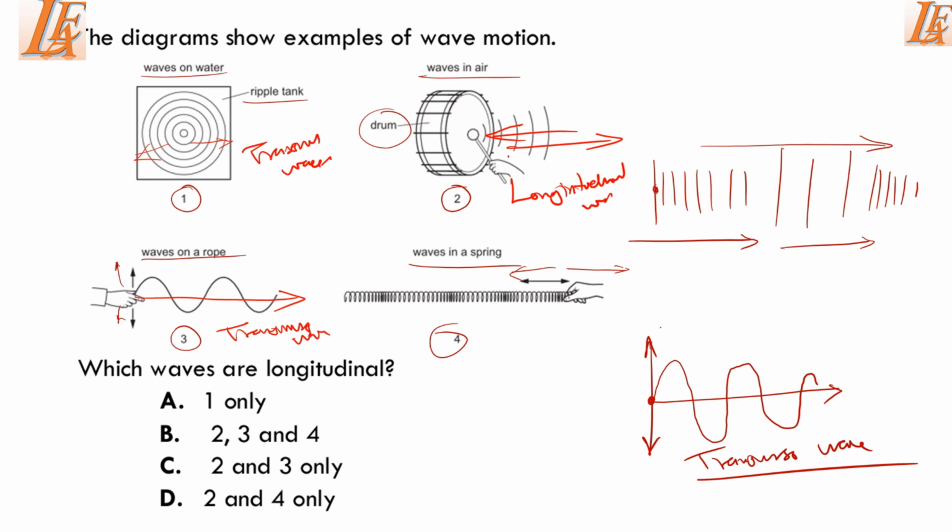And then for a sliding spring, you push the spring in the X direction, and then the wave will be moving in the X direction in the form of compressions. This is what we call a compression. And we have rarefactions. So this is also a longitudinal wave. So in this case, examples of longitudinal waves from the above are 2 and 4. Then transverse waves are 1 and 3. So option A, 1 only. No, this one is a transverse wave.